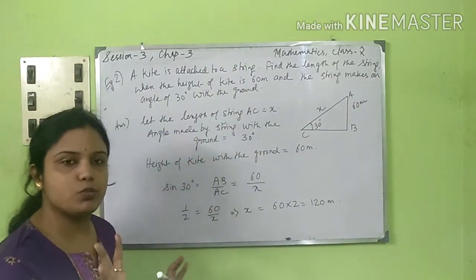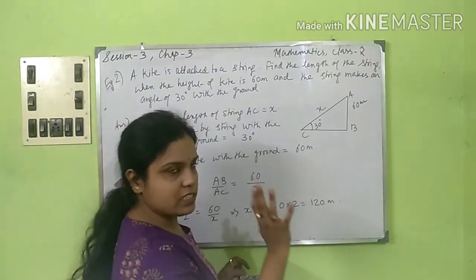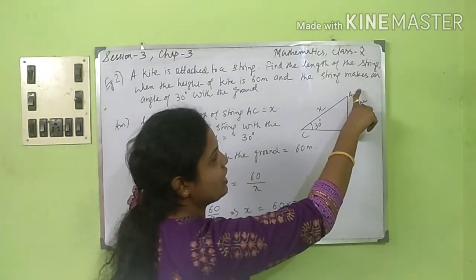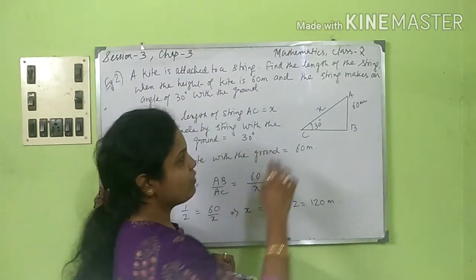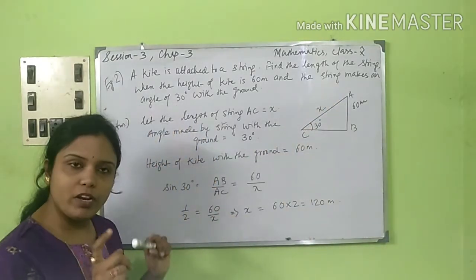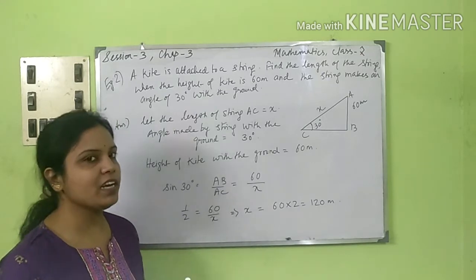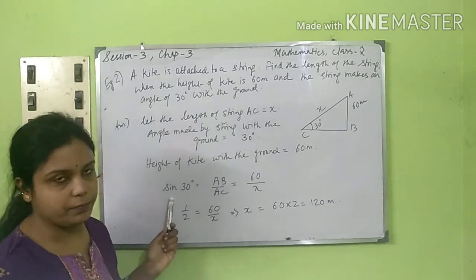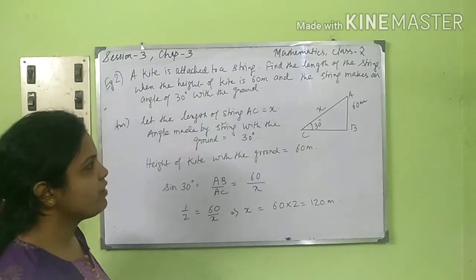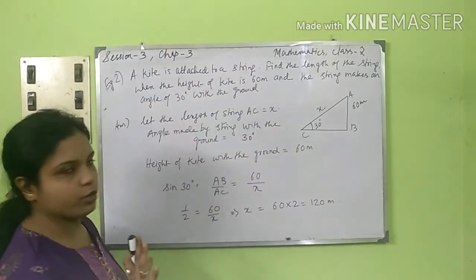So we have two things with us: the angle of elevation that is given, and we know that we have the perpendicular with us. We need to find the hypotenuse. Now whenever perpendicular and hypotenuse are there, the ratio which we can consider is sine. So sine 30 degree is perpendicular by hypotenuse.